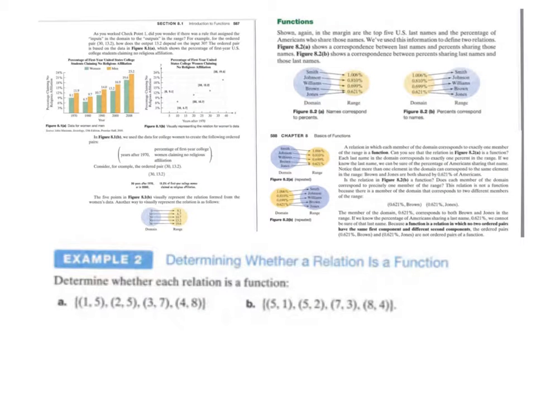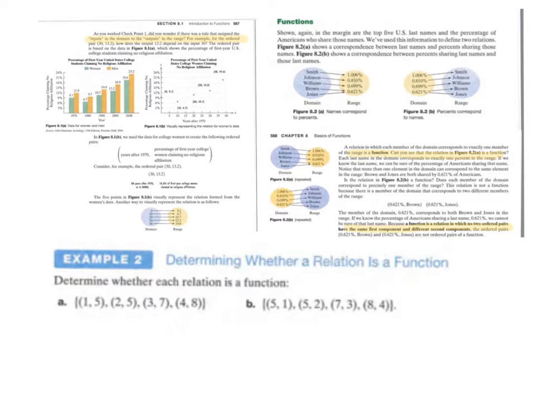Now what we're going to talk about is what if a relation has a certain relationship between its inputs and outputs. It means there's a rule. And if that rule is applied and you only have one unique first component, we have what's called a function. So right here, a function is a relation in which no two ordered pairs have the same first component and different second components. So basically, if the first component does not repeat, we have a function.